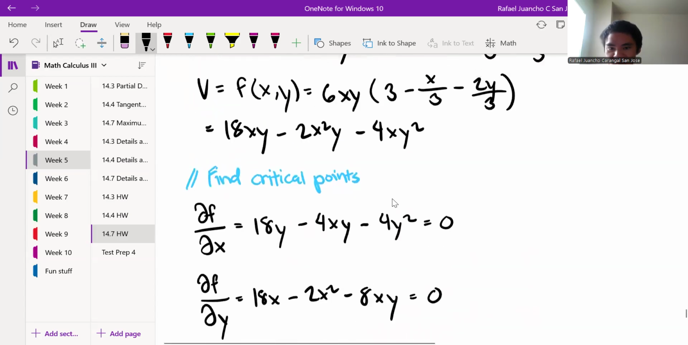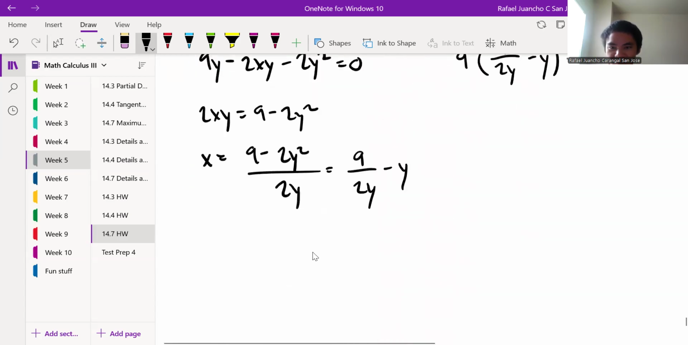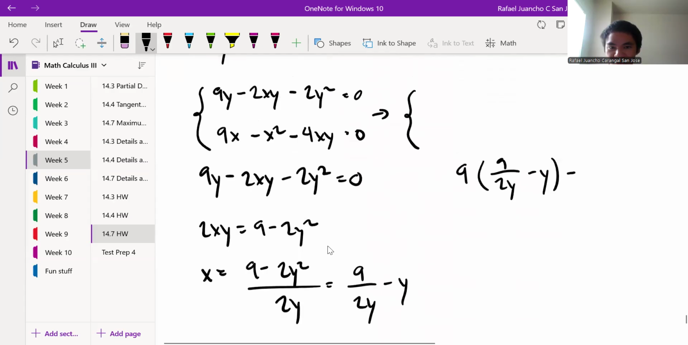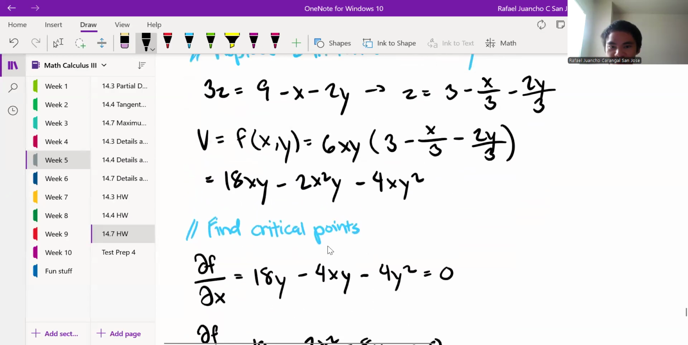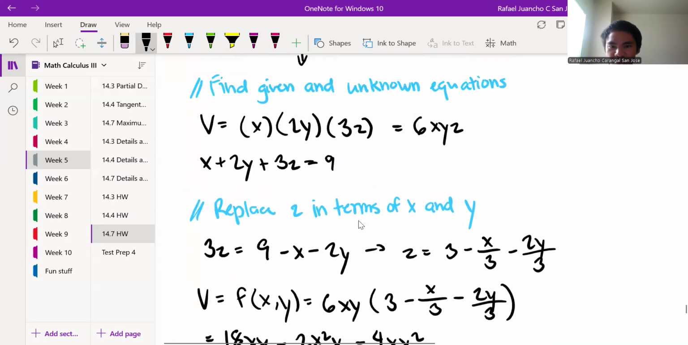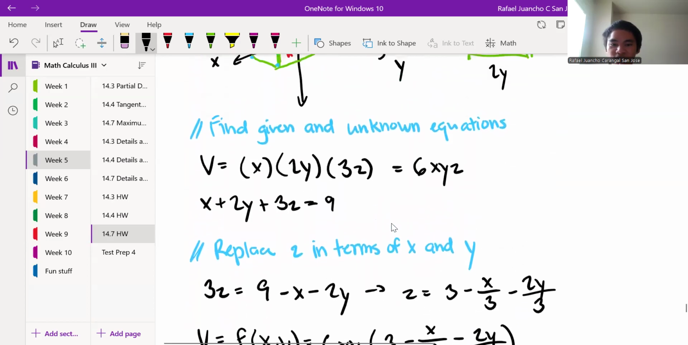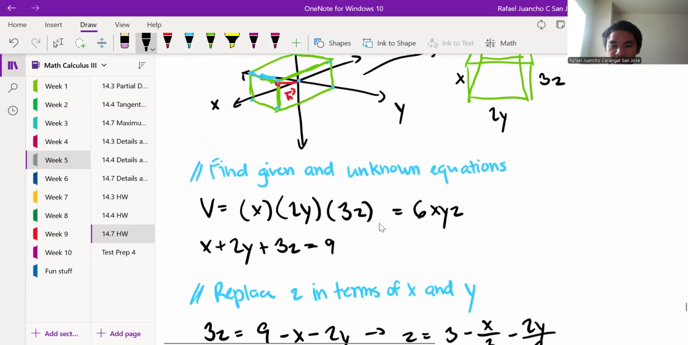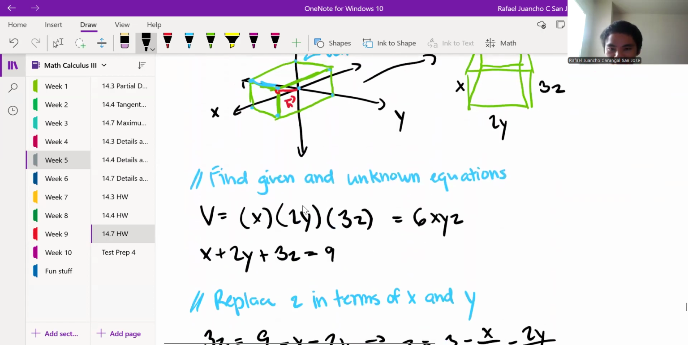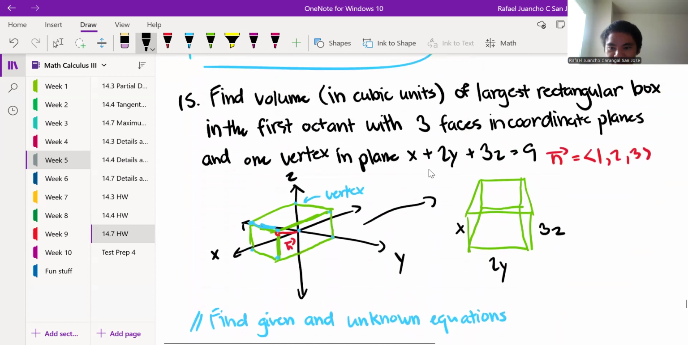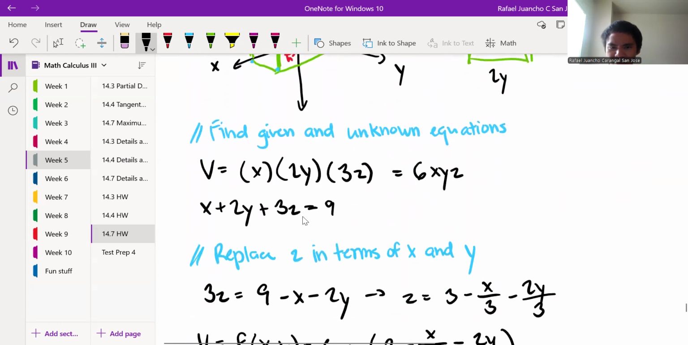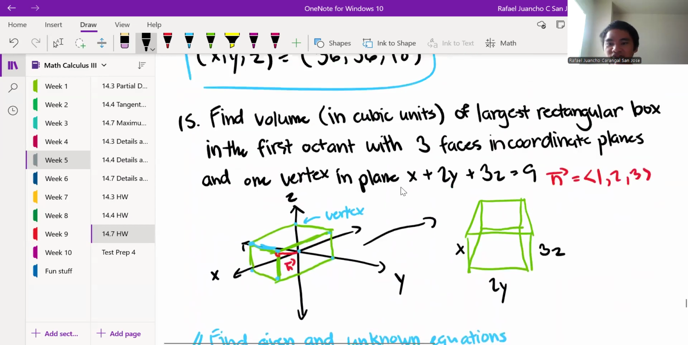I need to find my critical points though. Or there could be an easier way based on how I derived it, maybe. Because this one already is complicated on its own. So there could have been an easier way, I think. X plus 2y plus 3z equals 9. Could I have, hmm, or my derivation is just wrong.